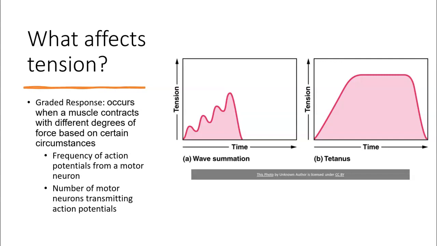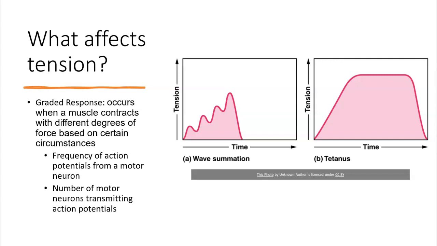And this is called a graded muscle response. It occurs when a muscle contracts with different degrees of force based on certain circumstances, and it's caused by the frequency of action potentials from a motor neuron. How many action potentials are they getting over and over again? And then the number of motor neurons that are actually transmitting action potentials.